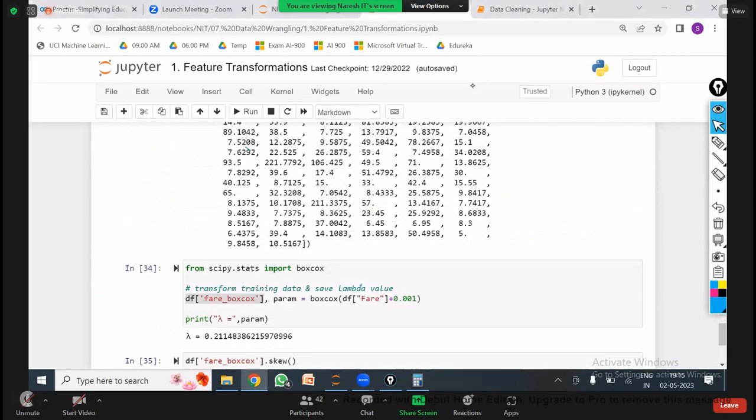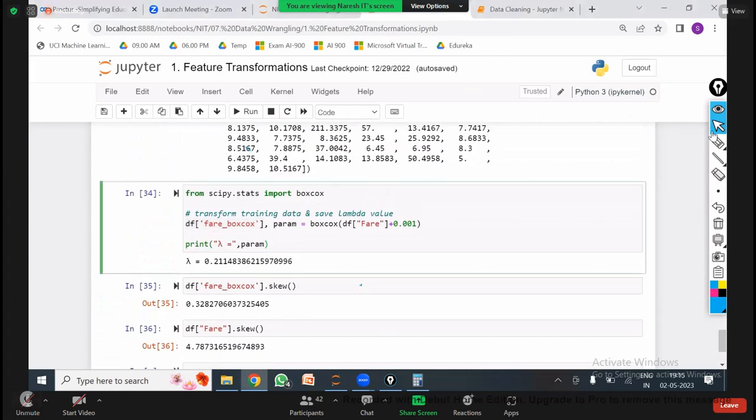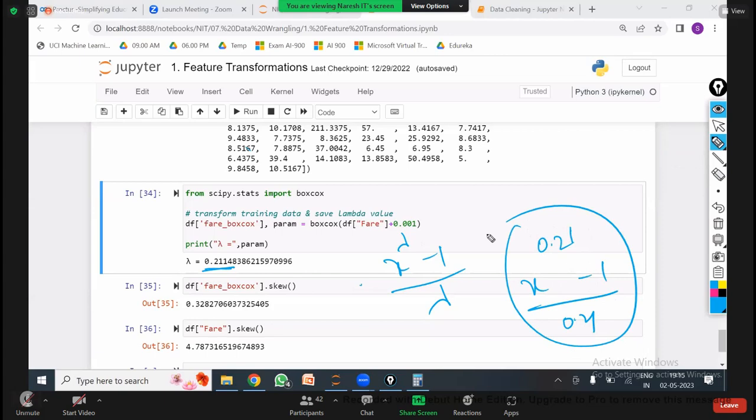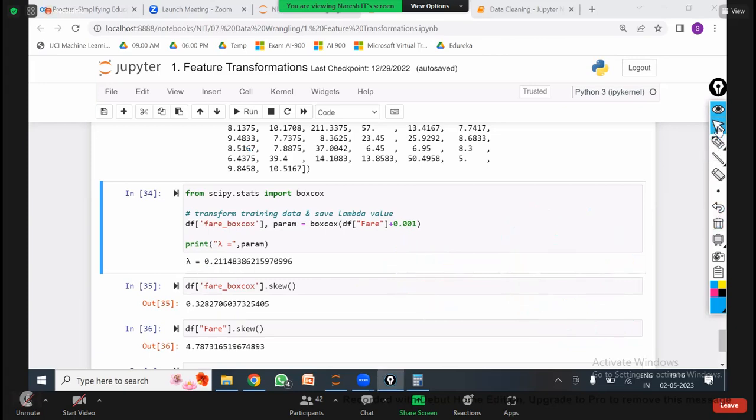Now, in the Box-Cox, what is meant by param? Param is nothing but the lambda value, the lambda for which it has converted skewed data to normal. Lambda is unknown, right? So it is saying that for lambda of 0.21, meaning (x to the power of 0.21 minus 1) divided by 0.21, the skewness is 0.32. This is the best lambda value, it seems. Box-Cox transformation does this automatically. Is that clear?